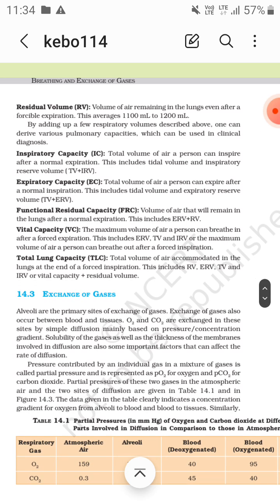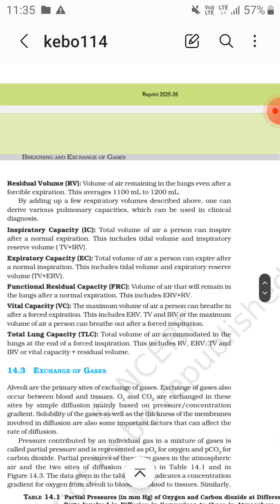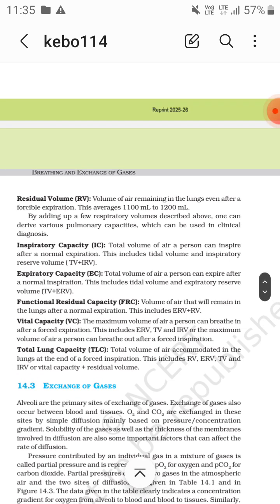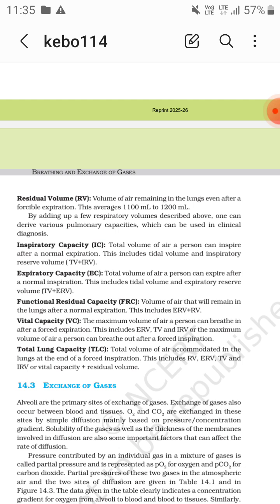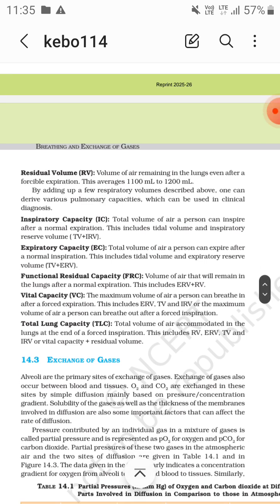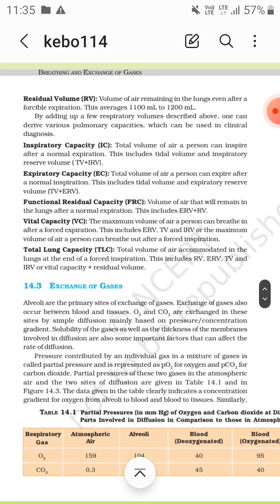FRC is the volume of air that will remain in the lungs after normal expiration. Residual volume is the volume of air remaining in the lungs even after a forcible expiration. It's totally different from the FRC, which is the volume of air that will remain in the lungs after normal expiration.